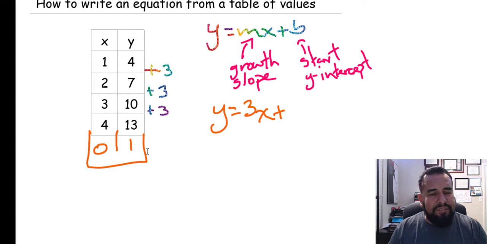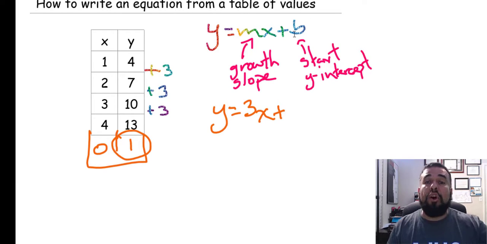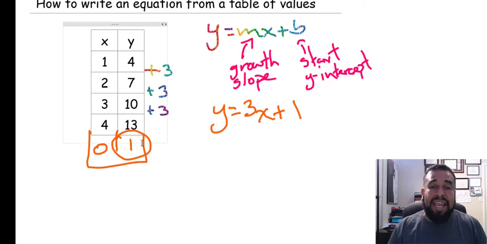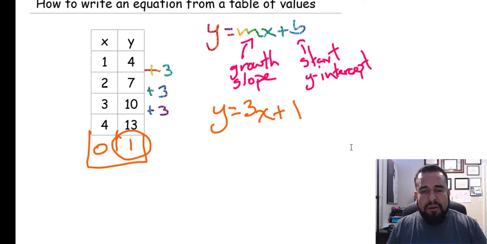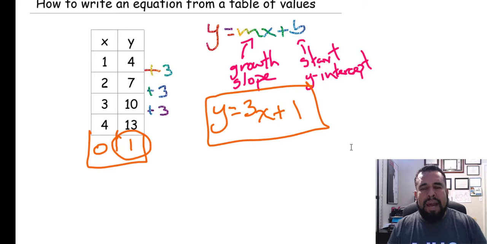Now I have everything I need for my equation. This number here, the y value, is what goes in for b. So in this case, we're just going to put in a 1. If this happened to be a negative 1, I would do minus 1 instead of plus 1. So that's it. I've written my equation: y equals 3x plus 1.